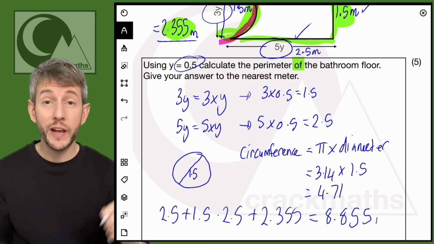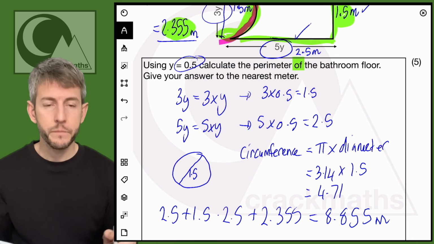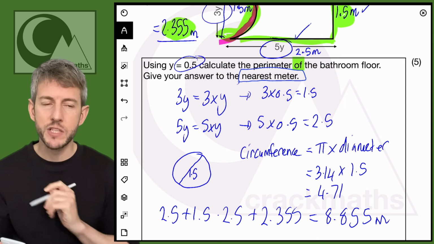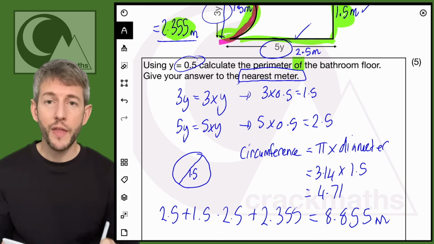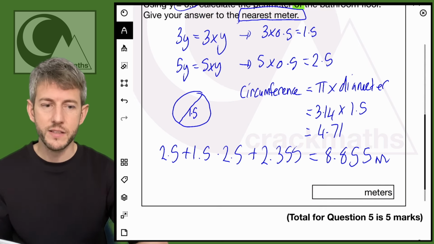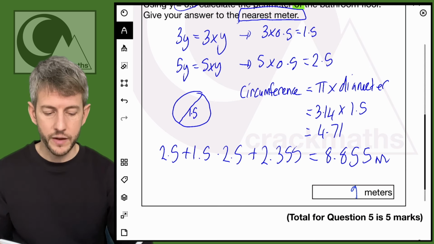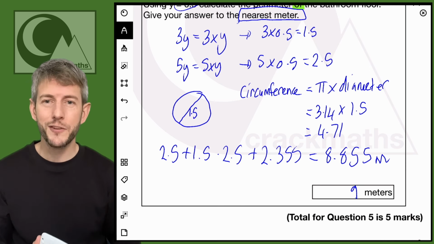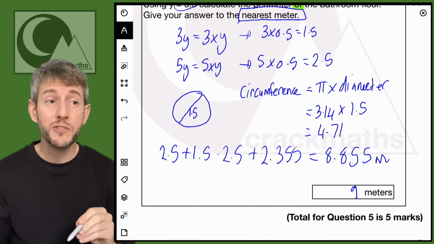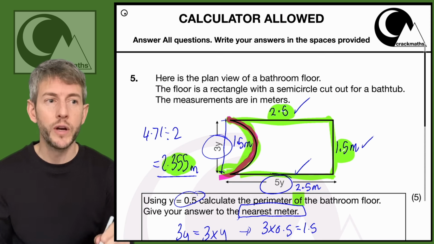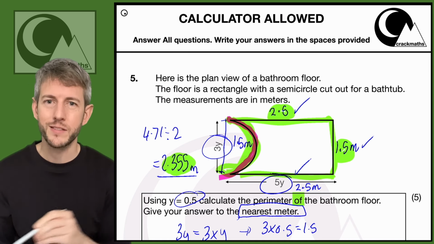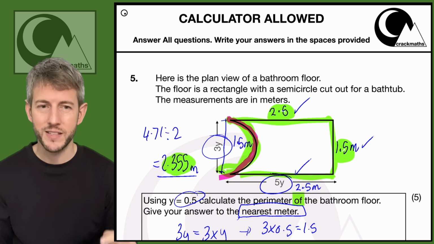Now that's 8.855 meters. Now the question here asks us to give your answer to the nearest meter. So I know that 8.855 is going to round up to 9 meters. So in my box, I'm going to write down here 9 meters. Okay, great. If you want more work on that question, that was question 5. And question 5 is closely linked to tutorials 7, 43, and 46. Okay, so that's where you need to go if you want to practice that.